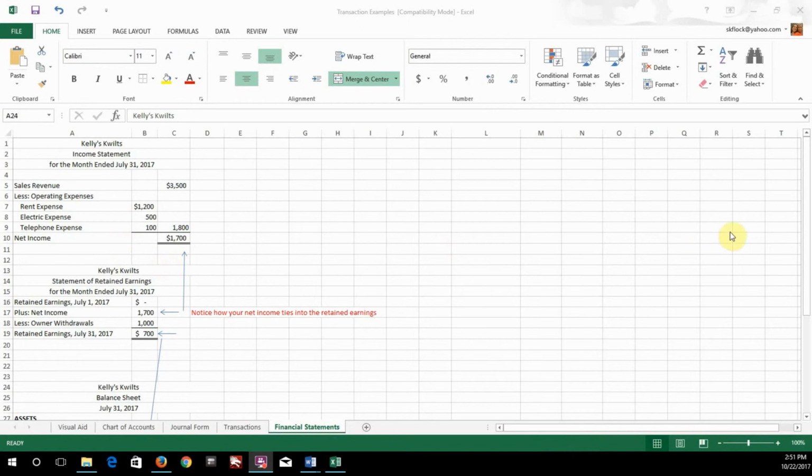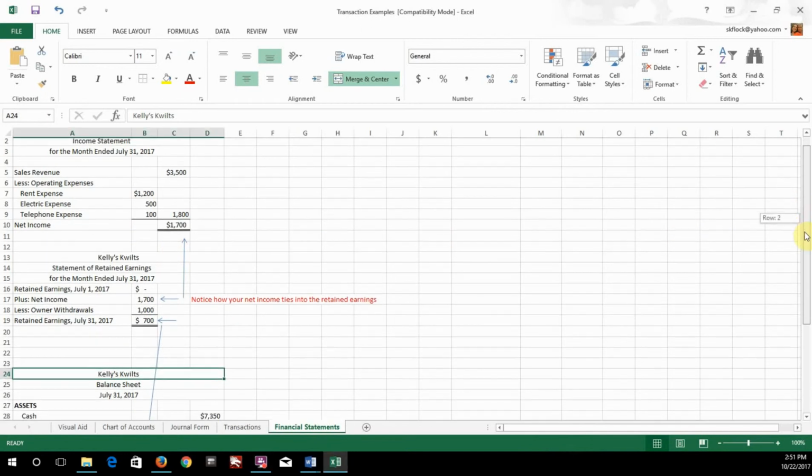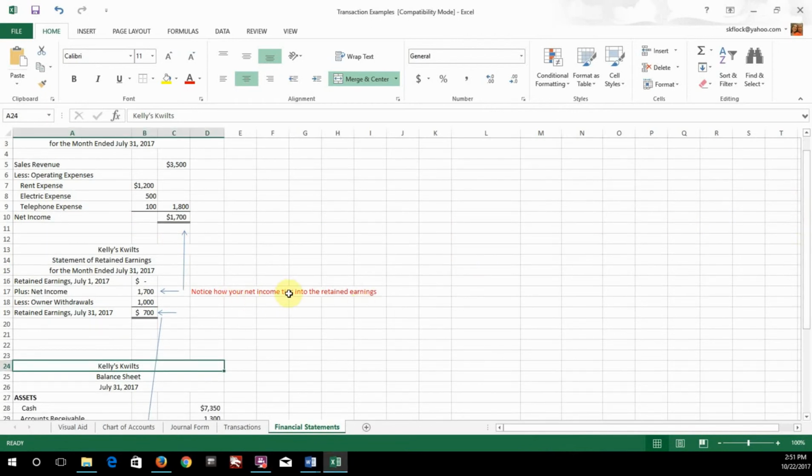The second statement is the statement of retained earnings, and I've got a couple of notes on here. I tell you to notice how your net income ties to your retained earnings statement. Again, the retained earnings statement is for the same time period as the income statement. You start with beginning retained earnings, and since this company has no beginning retained earnings, this tells me this is for the very first month of operations for this company. If they had no retained earnings from the prior period, then this is their very first month of operations.